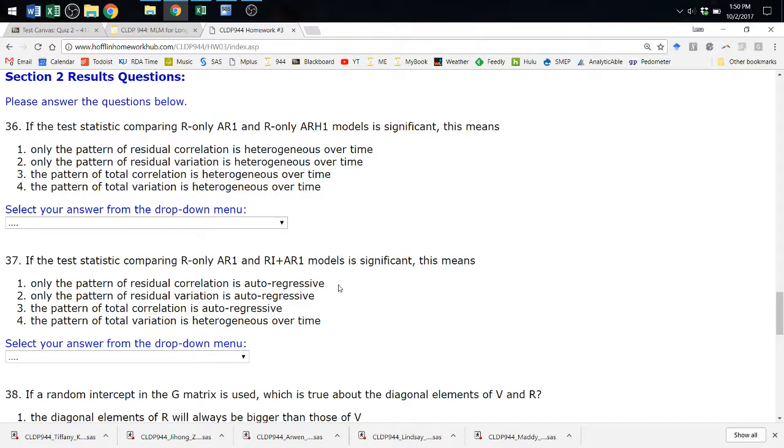Does that help at all? Okay. Other questions since we have this up? I'm stuck on number 18.